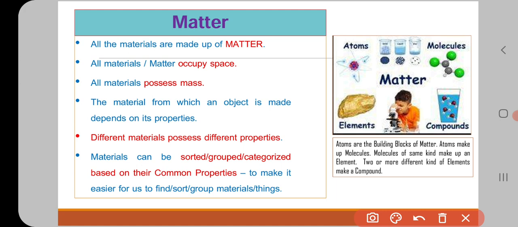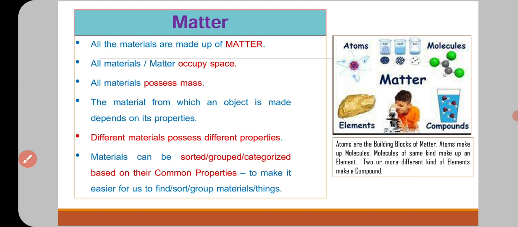So now first we had a look at the image. Now let's know about matter. All the materials are made up of matter. All materials occupy space. All materials possess mass, weight. Okay, mass means weight.